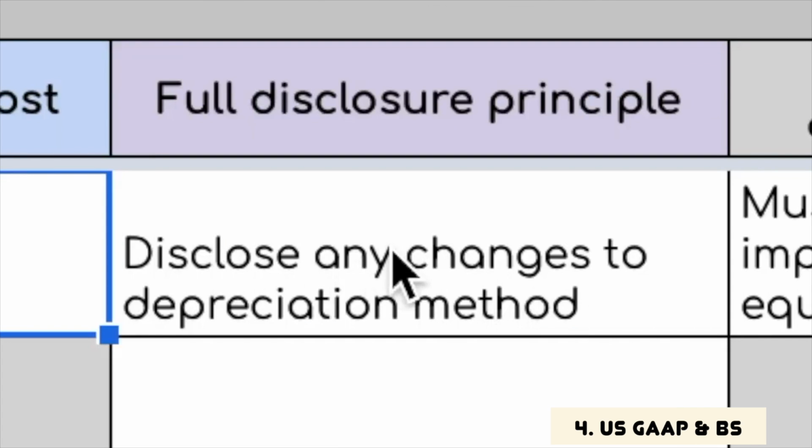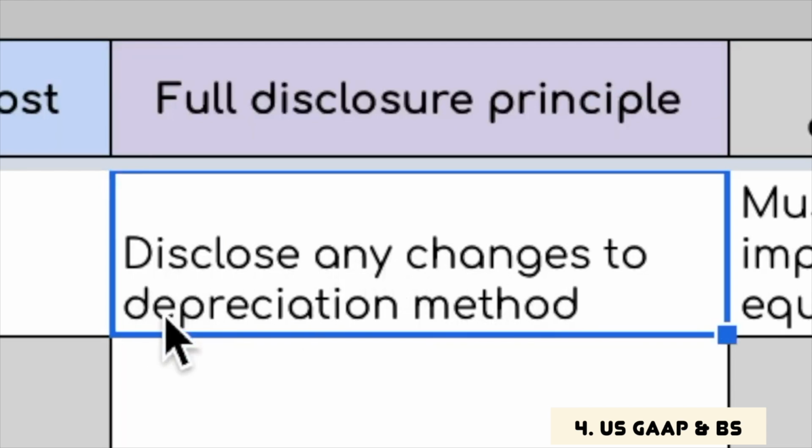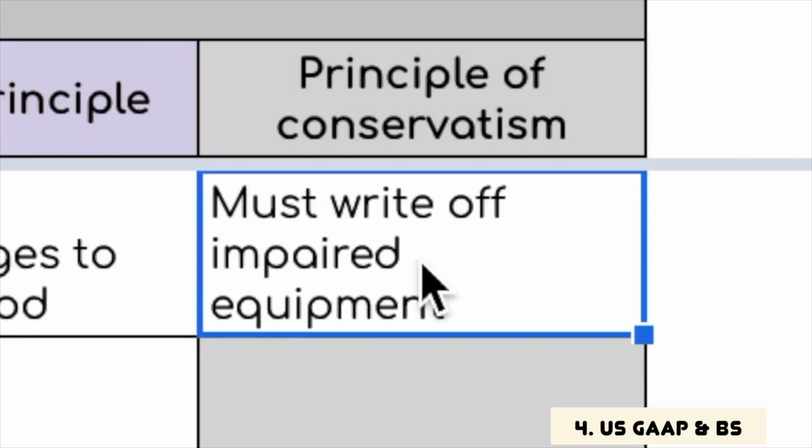The full disclosure principle here is that we disclose any changes to the depreciation method. So if we change the method from straight line depreciation to any other method, for example, we need to disclose this. And we said this before, any change to accounting method needs to be disclosed as a footnote to the financial statements. The principle of conservatism, like we said before, is simply accounting for anything that can go wrong. And so if we have any impaired equipment or obsolete equipment, we need to write off this equipment from the balance. And so that's the principle of conservatism here.